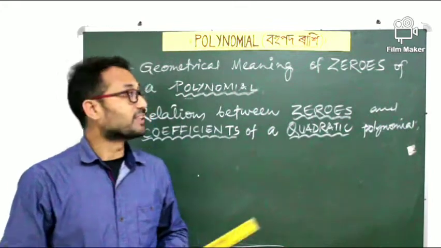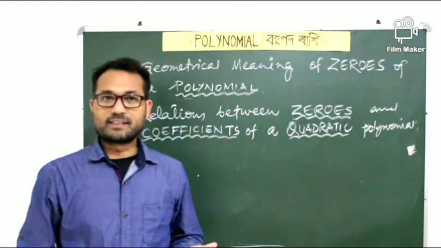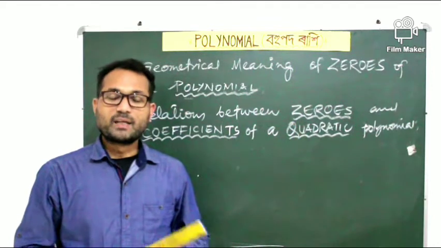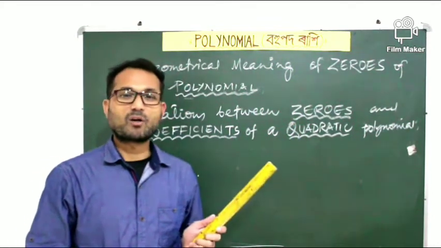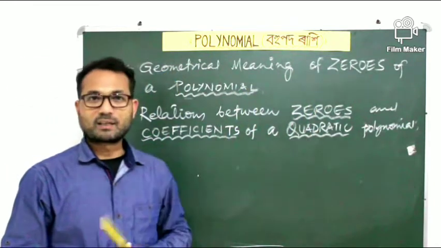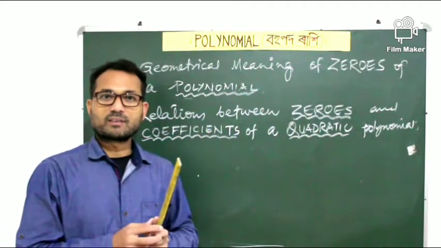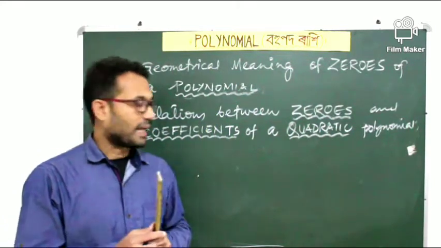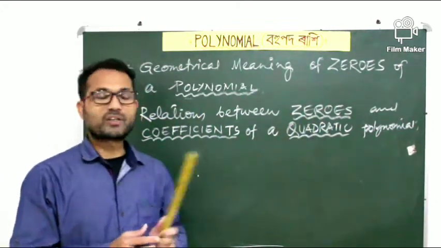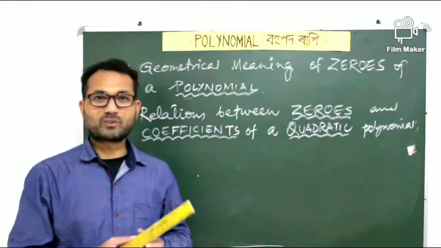In today's video, we will discuss the topic polynomial, অর্থাৎ বহুপদ রাশি. This is the second chapter of class 10 general mathematics. We will discuss the geometrical meaning of zeros of a polynomial, অর্থাৎ বহুপদৰ শূন্যৰ জ্যামিতিক অৰ্থ, and then relations between zeros and coefficients of a quadratic polynomial, এটা দ্বিঘাত বহুপদ ৰাশিৰ শূন্য আৰু সহগৰ মাজৰ সম্পৰ্ক.